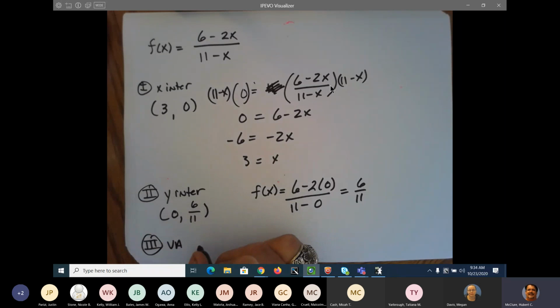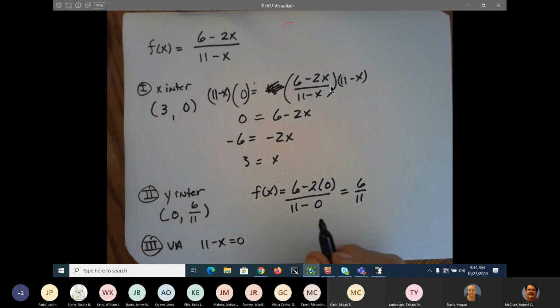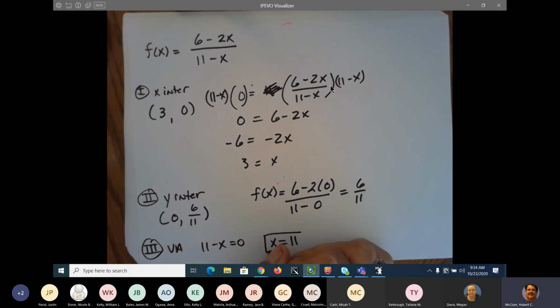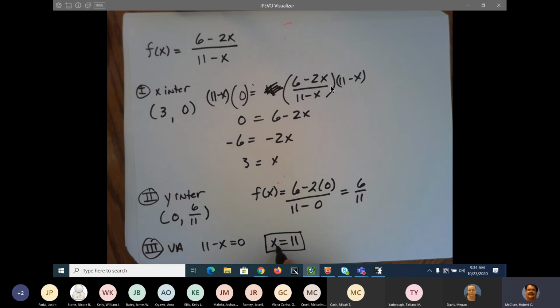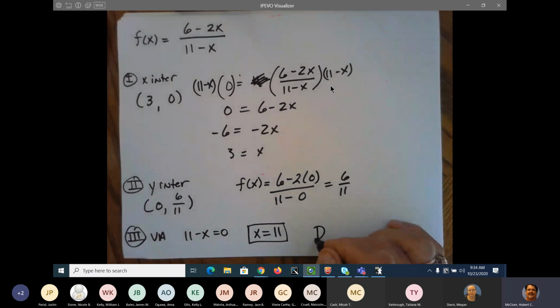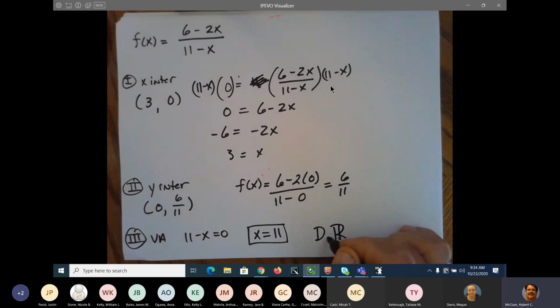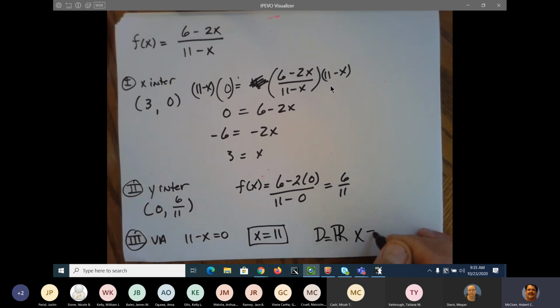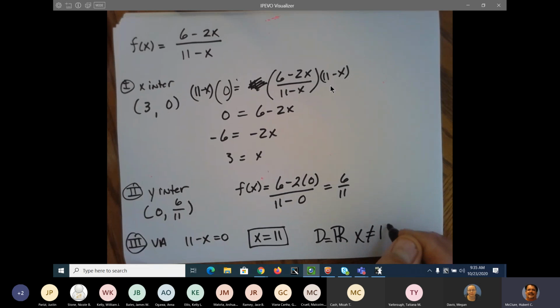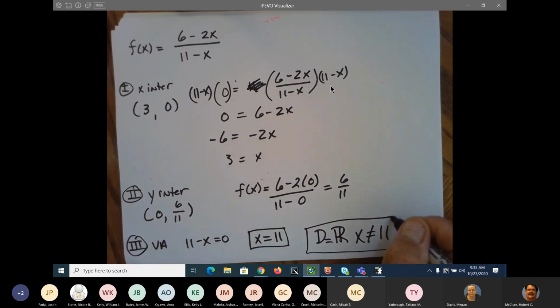For the vertical asymptote, set the denominator equal to 0, and x is equal to 11. So that's our vertical asymptote, meaning that our domain is all real numbers except x cannot equal 11. So that's our domain.